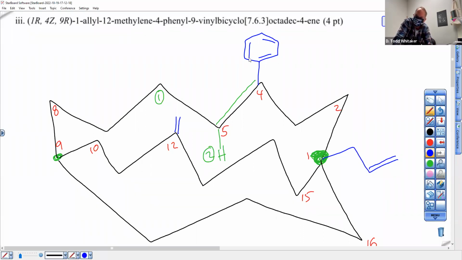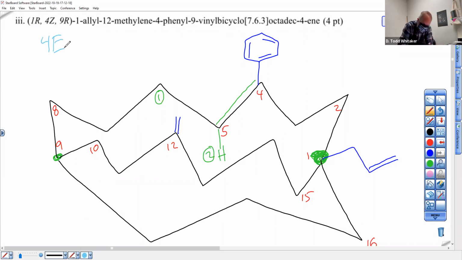I'm leaving it. Okay? You want to know what to do if it's E. You don't want to redraw it. If it's E instead of Z, if it was E, I will draw that temporarily in baby blue.